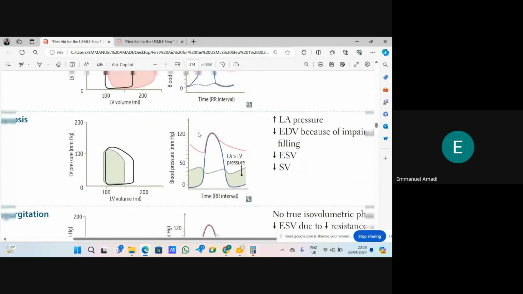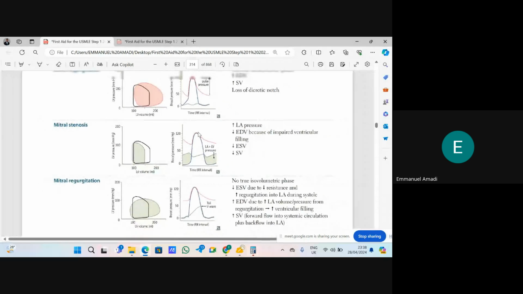Once you see a pressure time graph that the aortic pressure started below 50, it is classic for aortic regurg. There's no two ways about it. It is specific. You pick your answer, you move on.